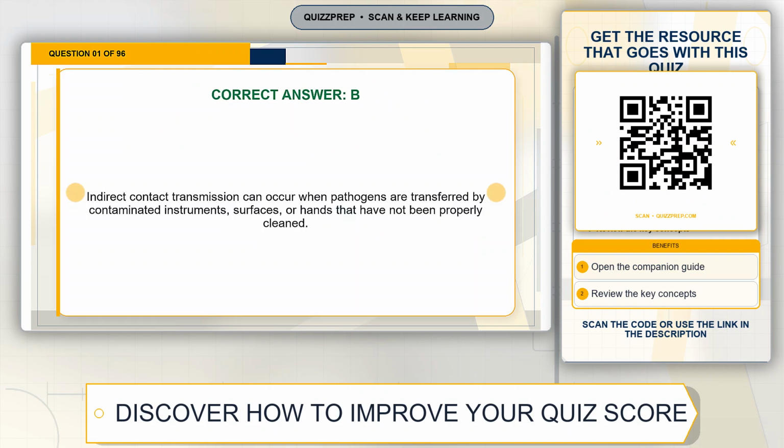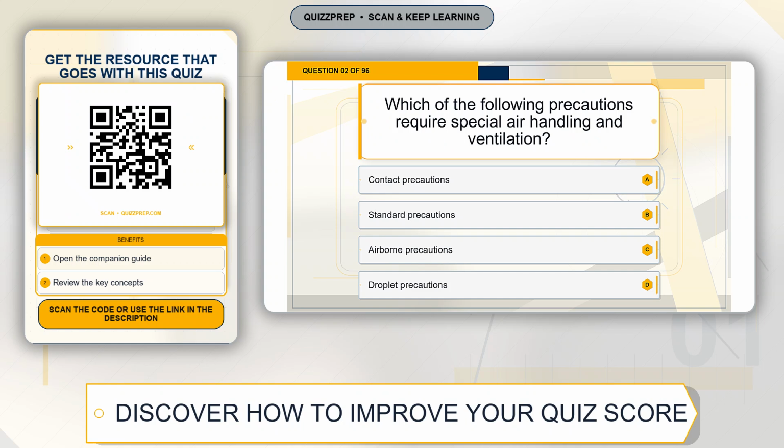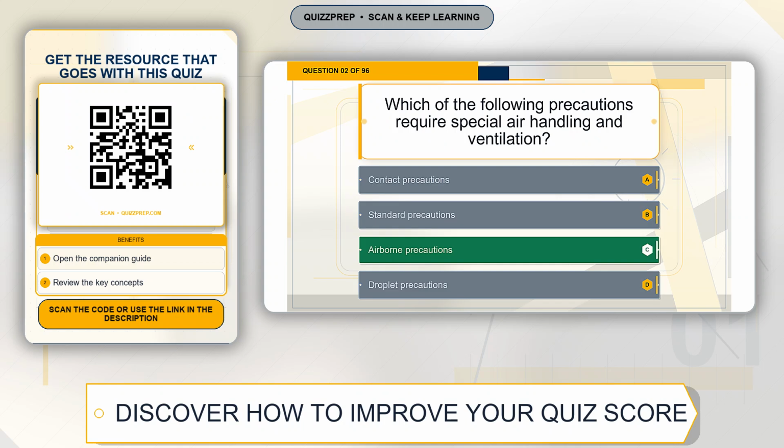properly cleaned. Question 2. Which of the following precautions require special air handling and ventilation? Option A. Contact precautions. Option B. Standard precautions. Option C. Airborne precautions. Option D. Droplet precautions. The correct answer is option C.